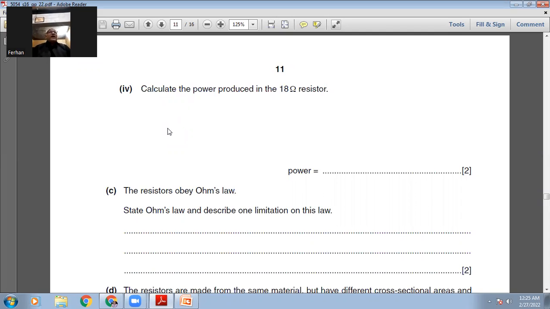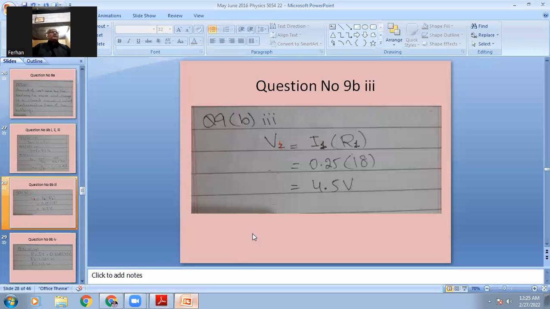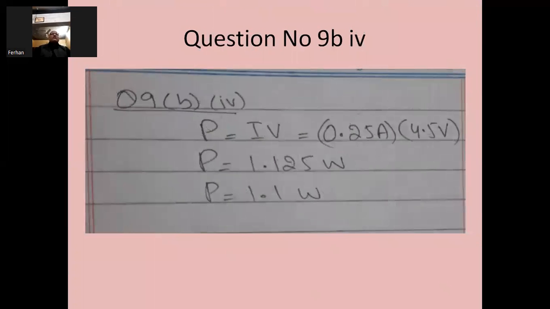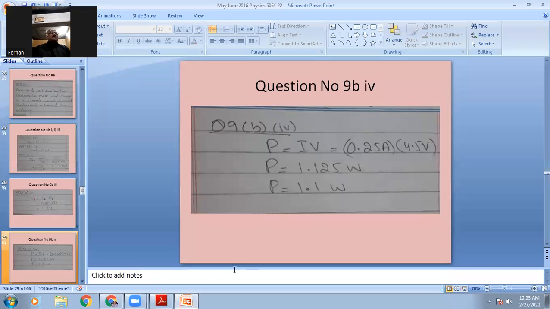Power is equal to IV. The formula for the power is IV. So you just have to put the value. So the power is equal to IV, so 0.25 ampere multiplied by 4.5 volt, and that will be 1.125 watt. When you round it off, it will be 1.1 watt. 1.1 watt is the answer.